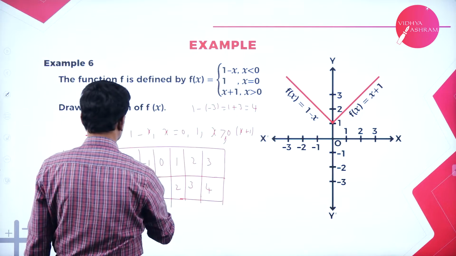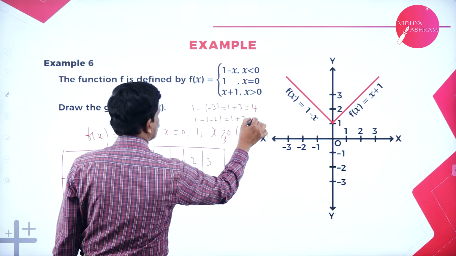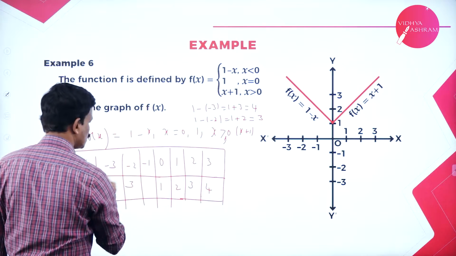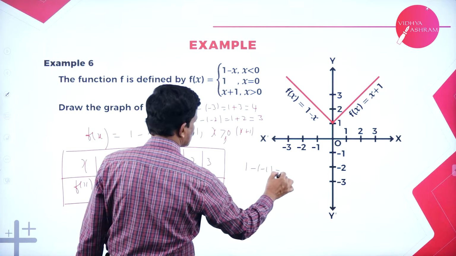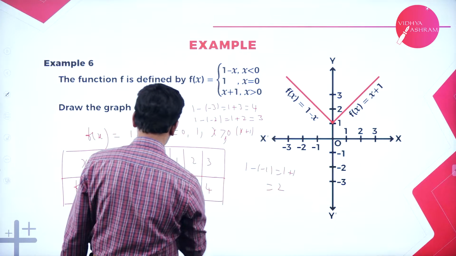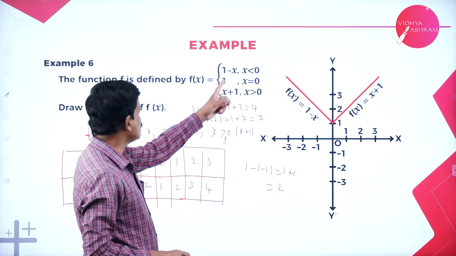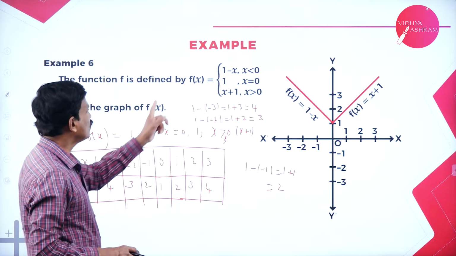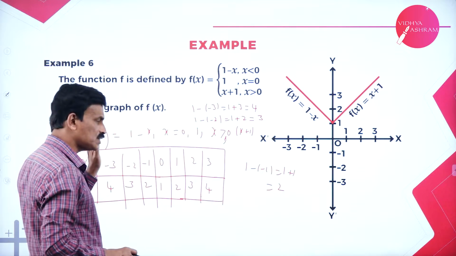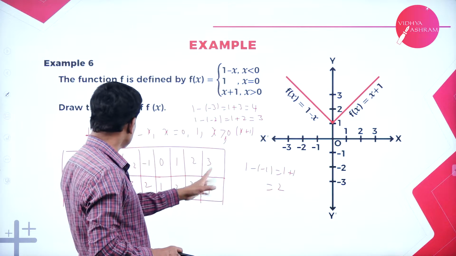When x is equal to minus 2, what will you get? 1 minus of minus 2, that is 1 plus 2, is equal to 3. When x is equal to minus 1, what will you get? 1 minus of minus 1 is 1 plus 1 is equal to 2. So these are the values of f of x. So when x is less than 0, we will get f of x is equal to 4, 3, 2, 1. When x is equal to 0, f of x is equal to 1. When x is greater than 0, we will get f of x is equal to 2, 3 and 4.